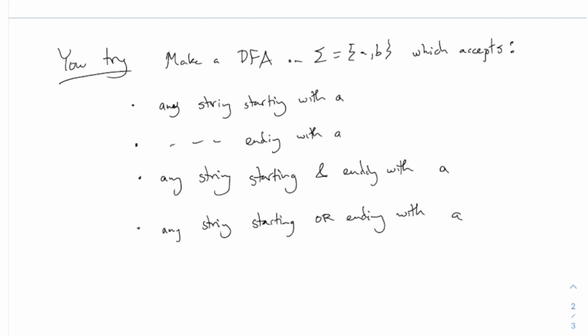I will give you a few moments, yeah? Is each of these going to be one machine? Yeah, so four different machines. Sorry, it doesn't make sense to do it all on one machine. These are four separate ones for you to try. You should expect your homework questions will be similar to this.